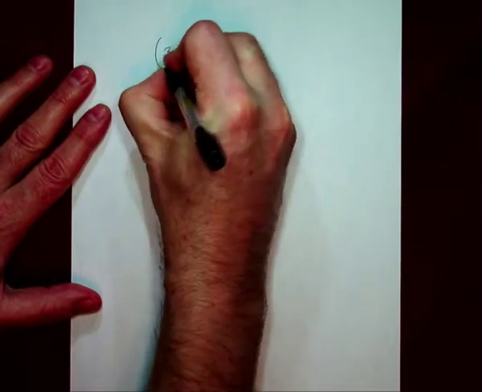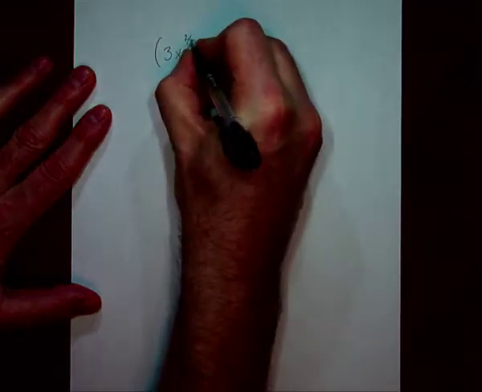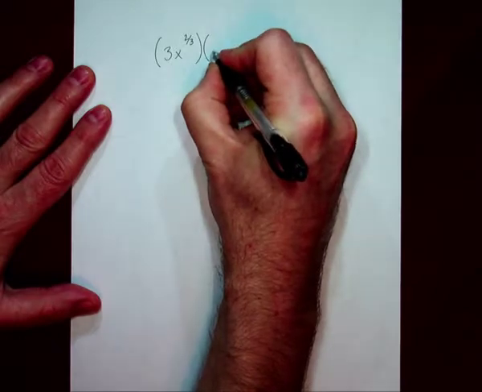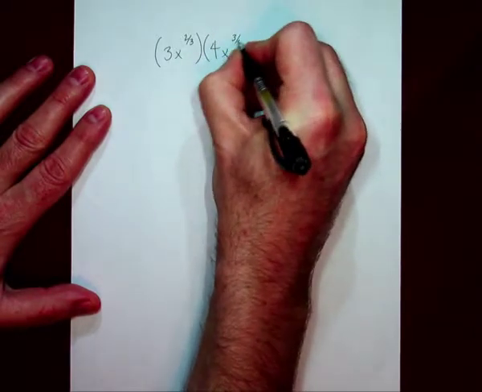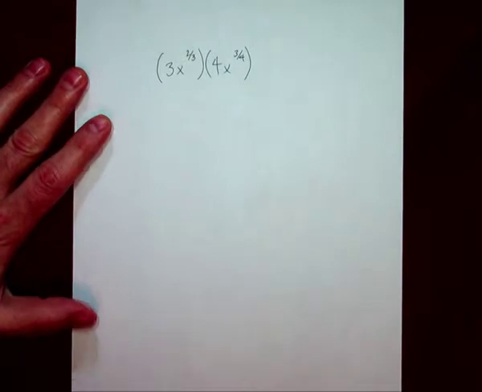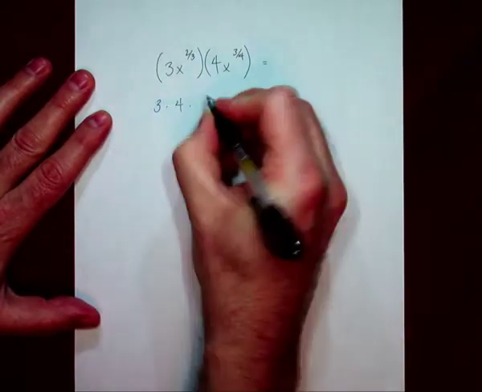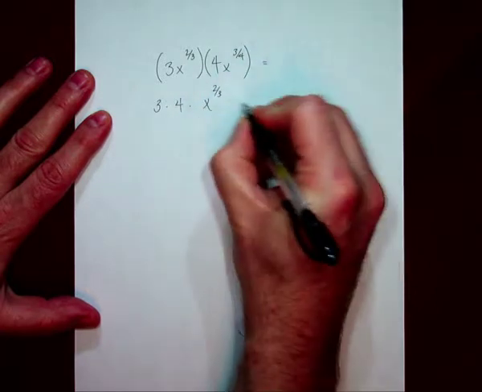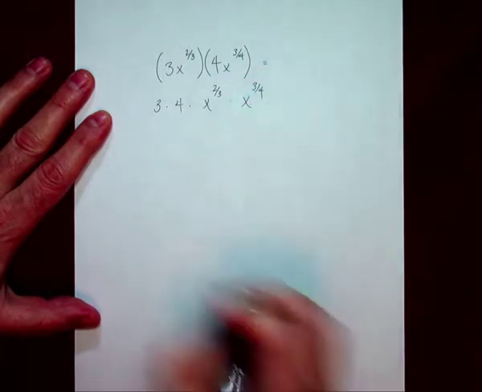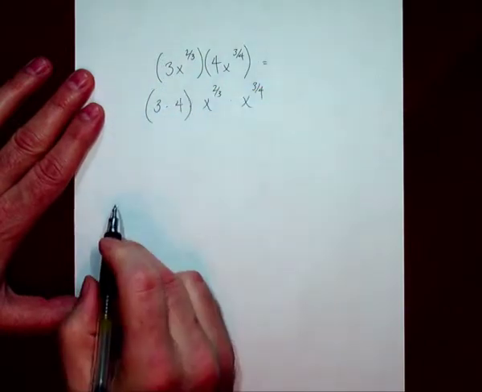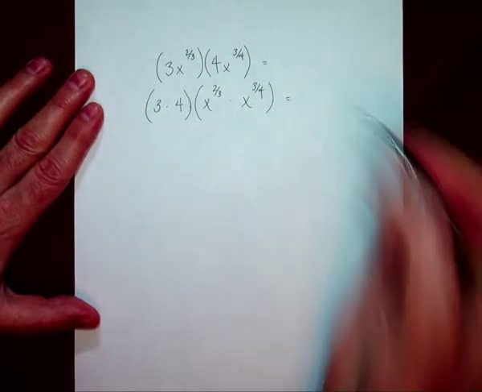Alrighty, let's go ahead and move on to some that have variables in them. Okay, so let's say we are asked to simplify 3x to the 2/3 times 4x to the 3/4. Now, remember, multiplication is commutative, so I can reorder that to 3 times 4 times x to the 2/3 times x to the 3/4. And then, of course, we can deal with the numerical factors together, and we can deal with the variable factors together.